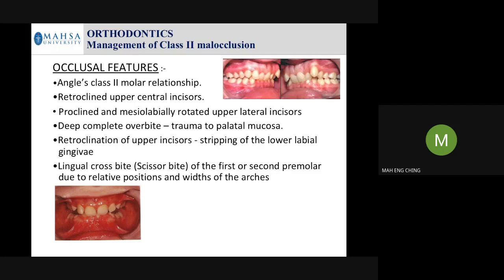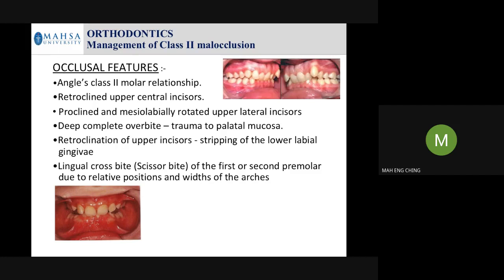So last lecture, someone was asking about the class 2 molar, half unit, quarter unit, full unit. It's based on how much forward the mesiobuccal cusp is compared to the mesiobuccal groove on the lower 6. Then we divided all the cusps, mesiobuccal cusps and distobuccal cusps, into two units. So that's how we divide it into class 2, half unit, quarter unit, or full unit. So this class 2 division 2 malocclusion, this patient usually has a retroclined upper central incisor.